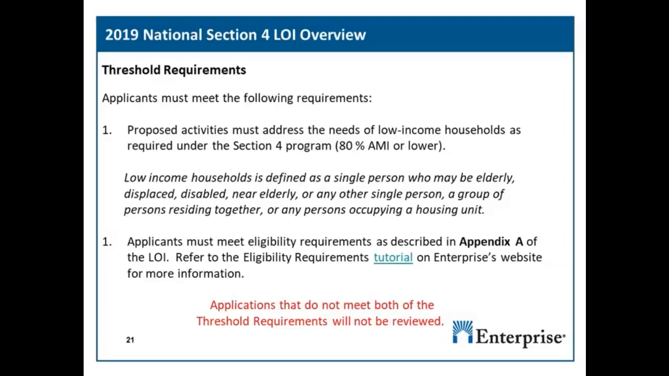Also, your organization must satisfy the eligibility requirements listed in Appendix A, as previously mentioned, including have the demonstrated staff capacity to carry out your grant activities. And again, more detailed information can be found on our website, also by watching our video tutorial and downloading the associated resource documents. Please note that applications failing to meet both these requirements will not be reviewed.